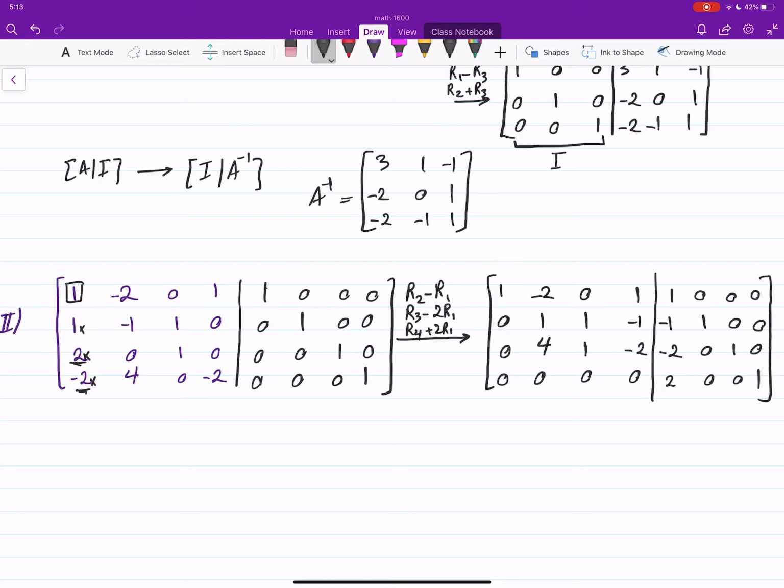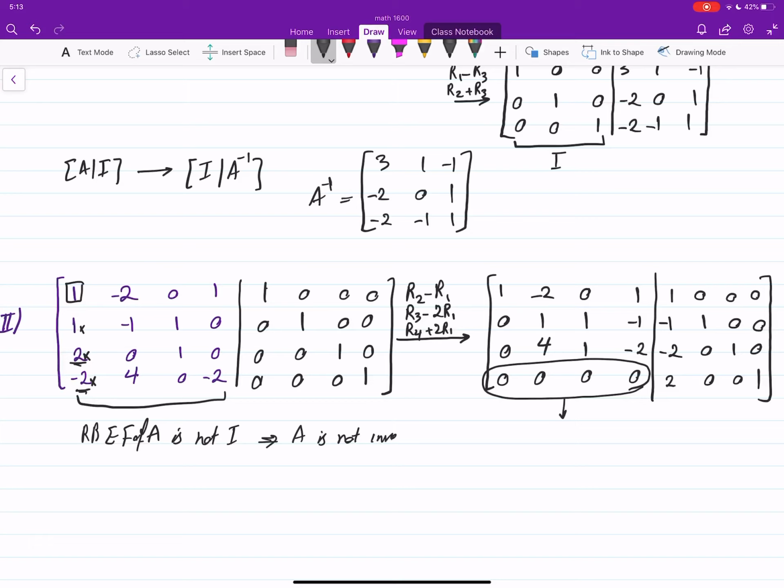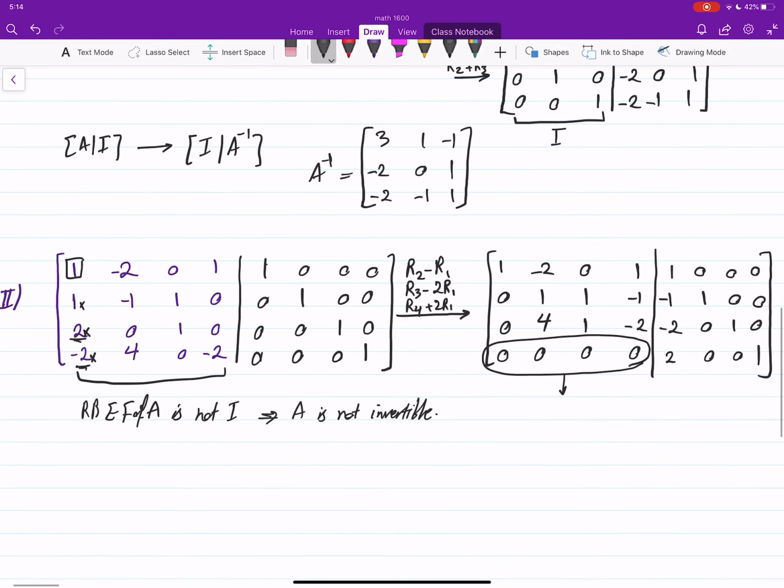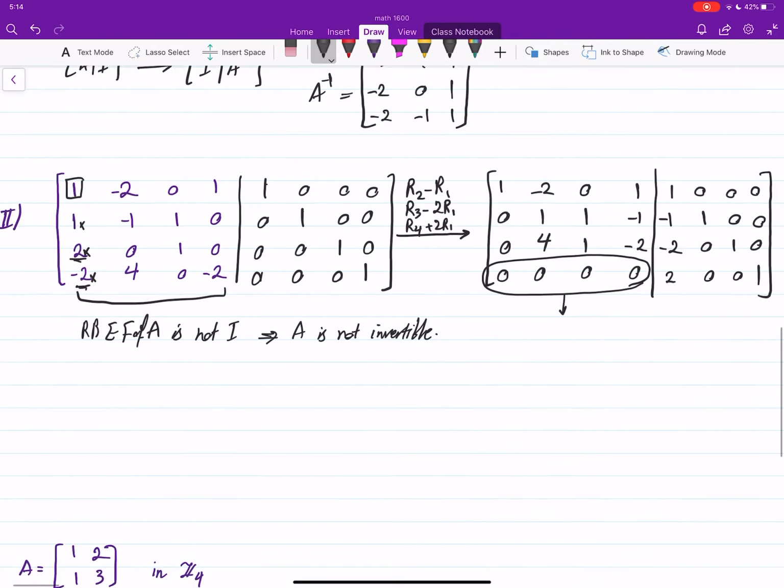But you notice something here, that the last row on the left-hand side is 0. It means that no matter what kind of work we do, we are not going to get the identity matrix here. So the row reduced echelon form of this A is not the identity matrix. That means that A is not invertible. That easy. You just got a very strong tool, not only computes the A inverse, but also tells you when a matrix is invertible or not.